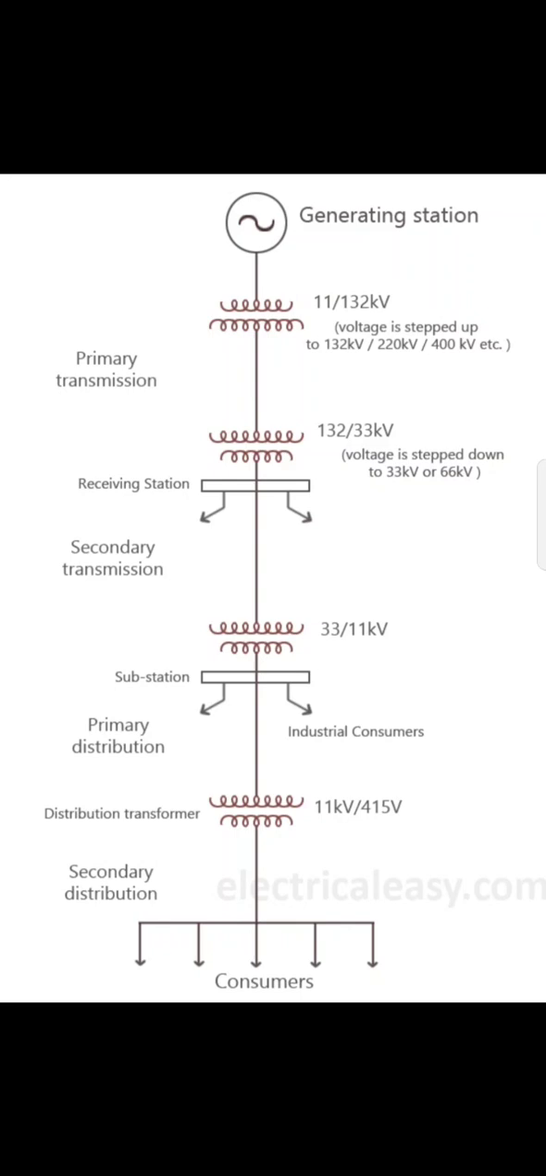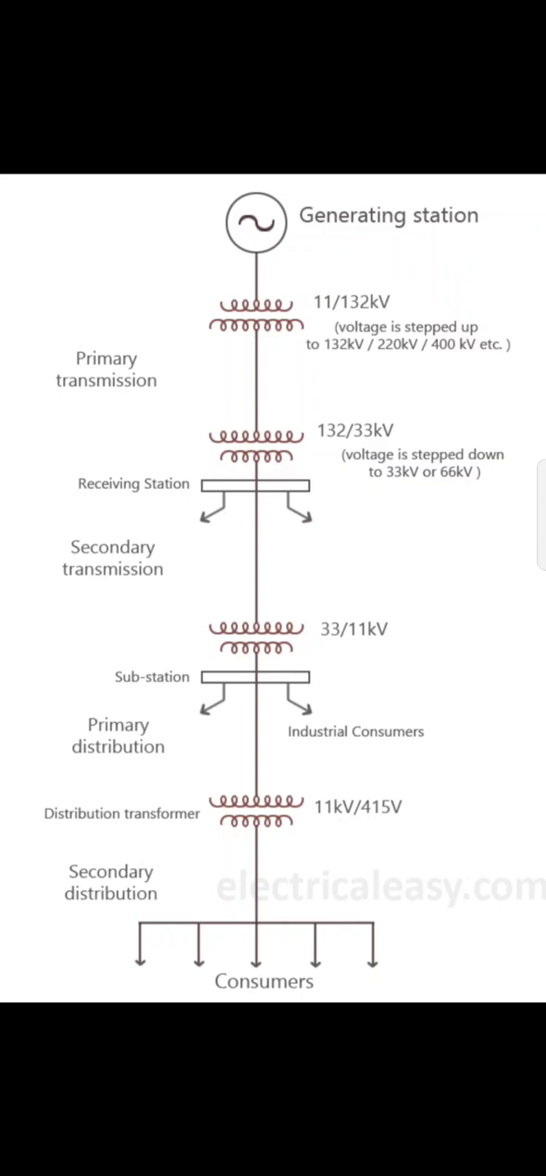The picture shows the single line diagram of the structure of electrical power system. Here the generated voltage, for example 11 kV, is stepped up to 132 kV using the power transformer. That is, here we are stepping up the 11 kV to 132 kV using the step up transformer, that is the power transformer. Then this 132 kV is transmitted and it is received by the receiving station. This stage of transmission is known as primary transmission.